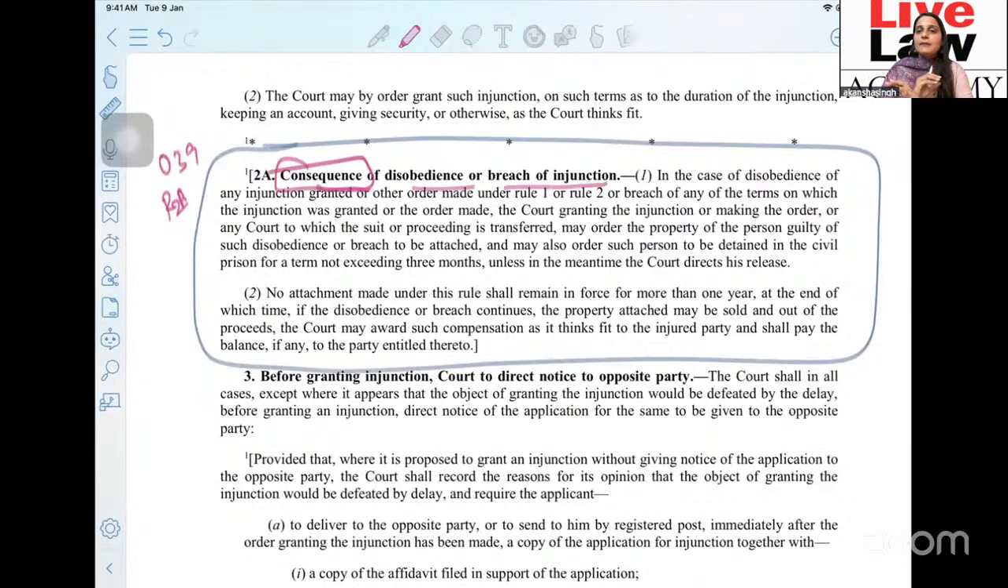आपके एग्जाम में एकदम डायरेक्ट क्वेश्चन आएगा कि ऑर्डर 39 रूल 2A का टाइटल क्या है. So आपको पता होना चाहिए. It does not use any other term, but it uses the term consequence of disobedience, which you do not really see in a lot of provisions, right? So इसीलिए ये important है, different है और important हो जाता है.